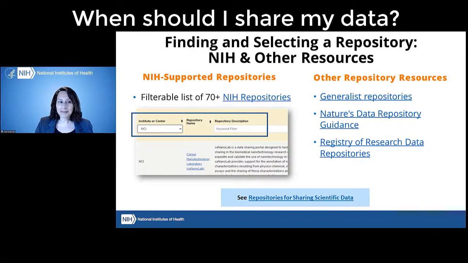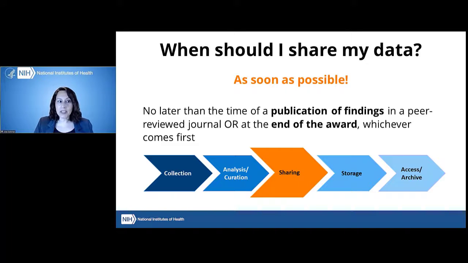Thanks, Julia. I'm sure our audience will find these resources very useful. Can we talk a little bit about timing for sharing? When should investigators share the data that they generate? The DMS policy expects scientific data to be made accessible as soon as possible. Specifically, data should be shared at the earlier of two time points, either no later than the publication date of an associated peer-reviewed publication or by the end date of the performance period for the award that generated the data.